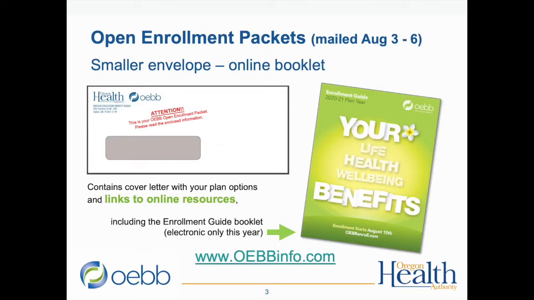One thing that looks different is we did not print paper booklets this year, so your open enrollment packet is much smaller. This helped us save money on printing and postage. All the same information is still available, it's just online now. You can find links to the booklet on quite a few pages of the OEB website, but the home page is always a great place to start. Everything you need for open enrollment is easy to find on the home page at oebinfo.com.